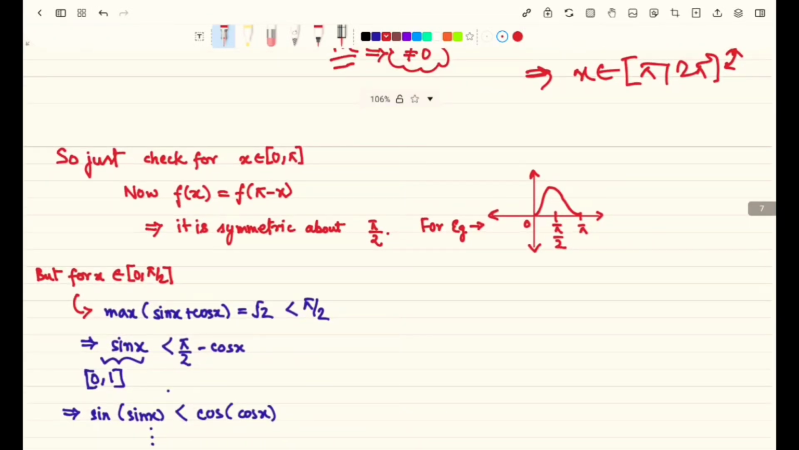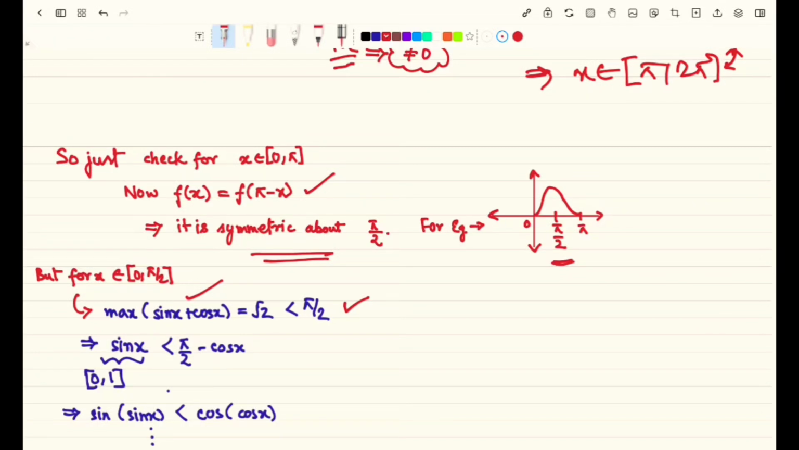After that, we can check whether the expression is symmetric or not. When we put f of x and f of pi minus x, it becomes equal. So the expression is symmetric about pi by 2. Now we got the maximum value of sin x plus cos x between 0 to pi by 2 as root 2, but that is less than pi by 2. So you may take the maximum value as less than pi by 2.